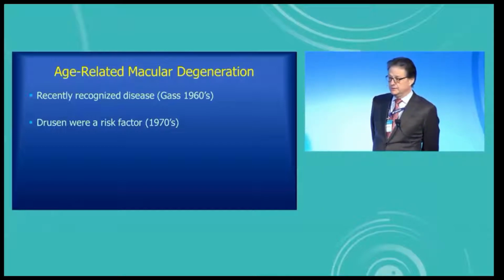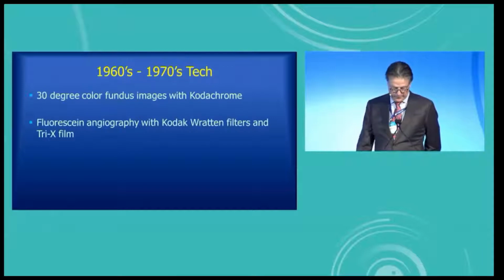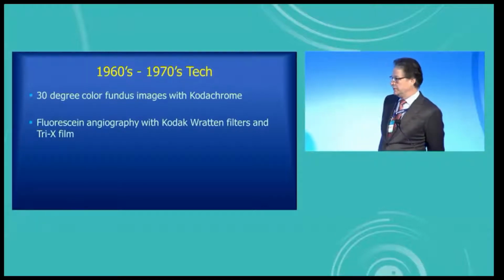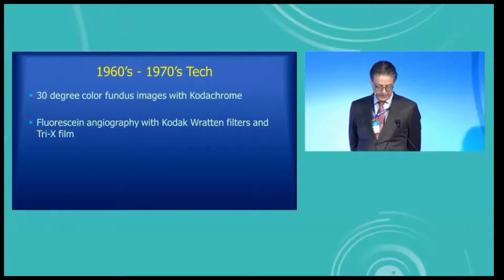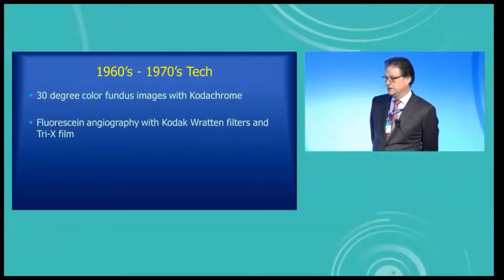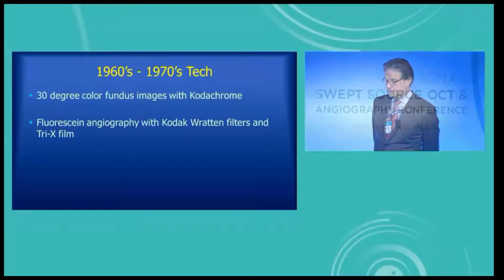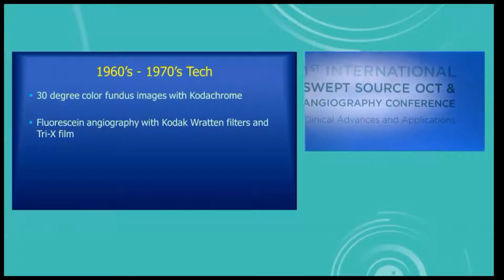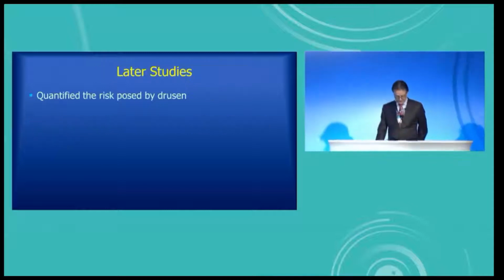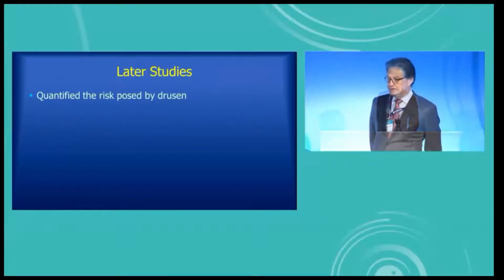Then he later defined drusen and saw that drusen were a risk factor for AMD. But his technology at the time was pretty low tech. So he had a 30-degree fundus camera and he took color pictures with Kodachrome, or he did a fluorescein angiogram with Tri-X film. I'm not even sure you can buy that anymore, but Tri-X film, and he used Wratten filters. So later studies, epidemiologic studies, quantified the risk of drusen.